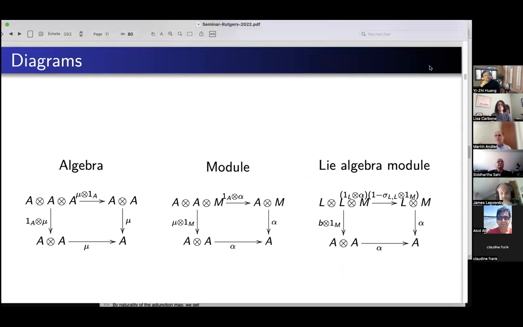So the cost of working in the categorical context is that you don't have elements, so you have to replace everything by diagrams. And I just gave a few diagrams. Siddhartha hates diagrams. So I put this as a provocation to remind him that to do proofs, we do need diagrams.